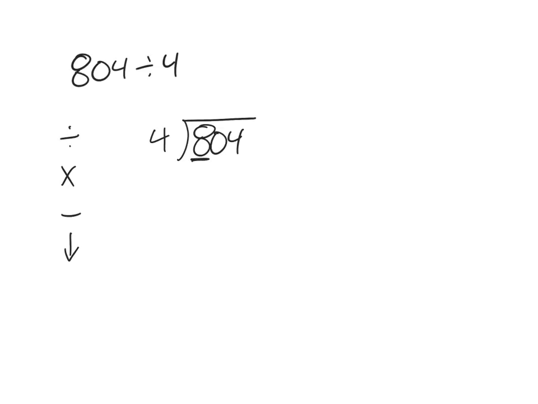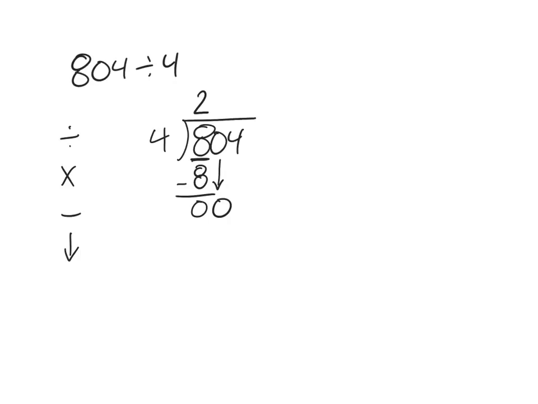I'm going to start with my highest place value here, which is the 8 in the hundreds place. So I'm starting with my division. I ask myself, what is 8 divided by 4, or how many groups of 4 fit into 8? Say that's 2. It goes right above the 8. Then I multiply 2 times 4, and that gives me 8. I've done my multiplication, so now I'm going to subtract. I get 0, and I bring down the next number, which is 0.